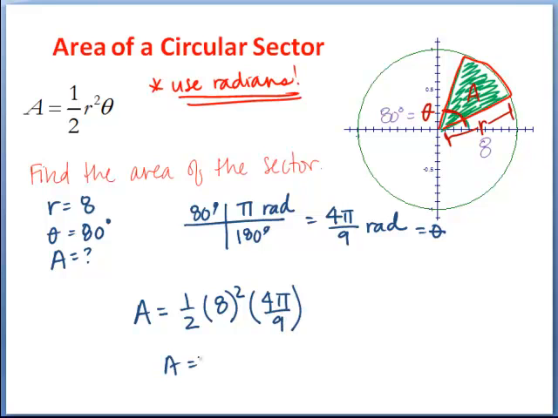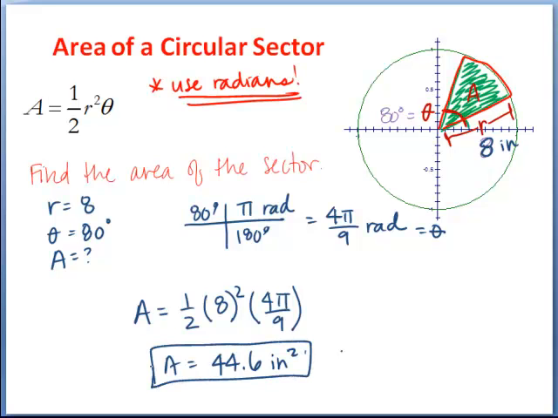If you plug that into your calculator, we're going to get 44.6 units squared. And if this radius was given to us in units, like for example if this was in inches, this would be inches squared. So why don't we go ahead and make that in inches. 44.6 inches squared would be the area of that sector.